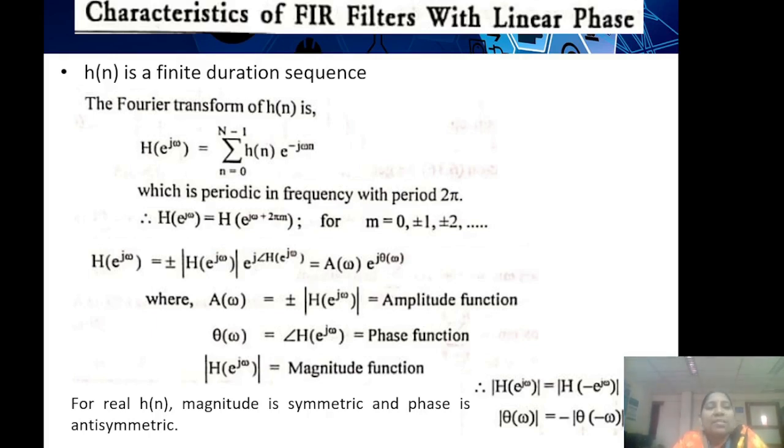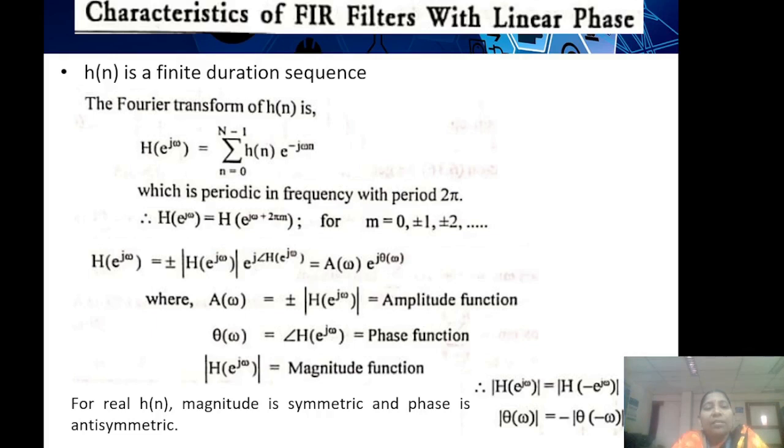Now let us consider h of n, which is a finite duration sequence, which is an impulse response function. We are going to take the Fourier transform of h of n. So when you apply the Fourier transform to h of n, we will get the equation h of e power j omega equal to summation of n equal to 0 to N minus 1 h of n e power minus j omega n.